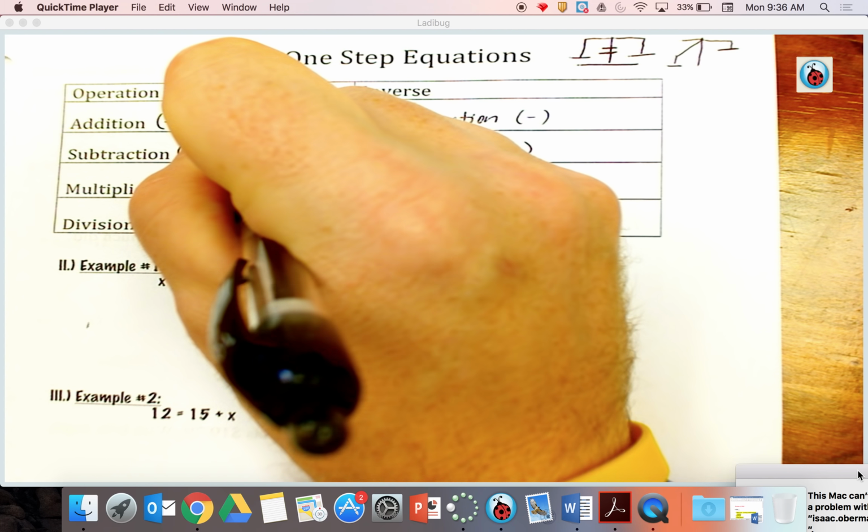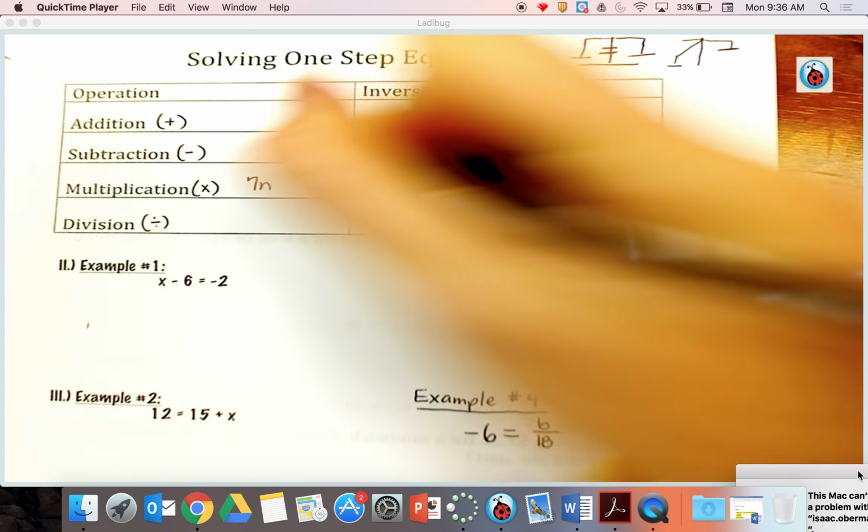And we won't see a times sign anytime soon. What you'll see is a number next to a letter, such as this. It can be a negative number next to a letter. These mean multiplication. There will not be a multiplication sign. We have an example of that one. A division problem, well, what do I do the opposite there? I'm going to multiply.